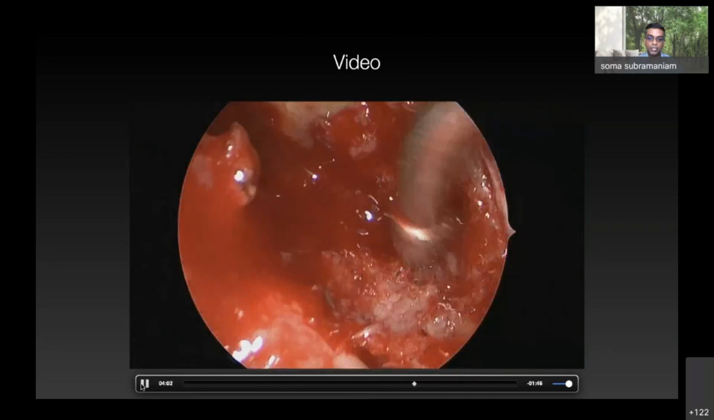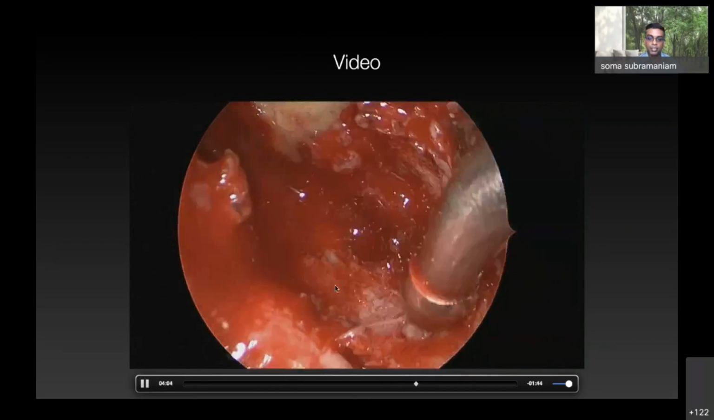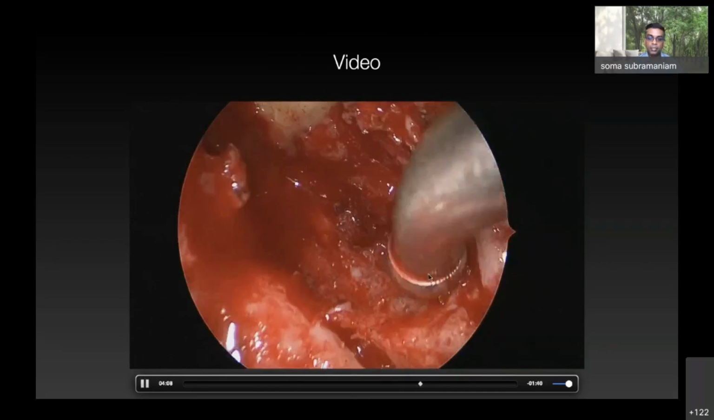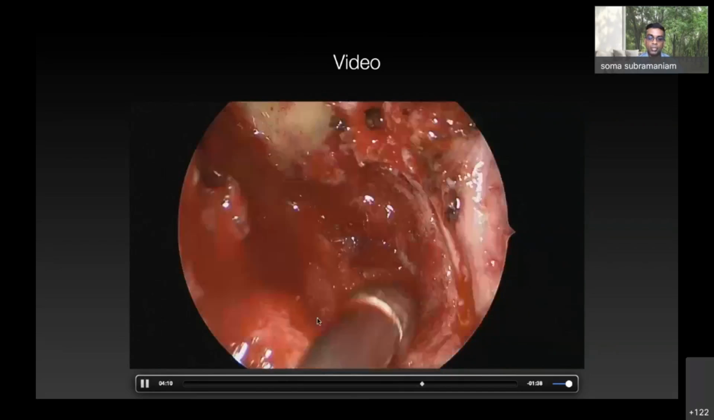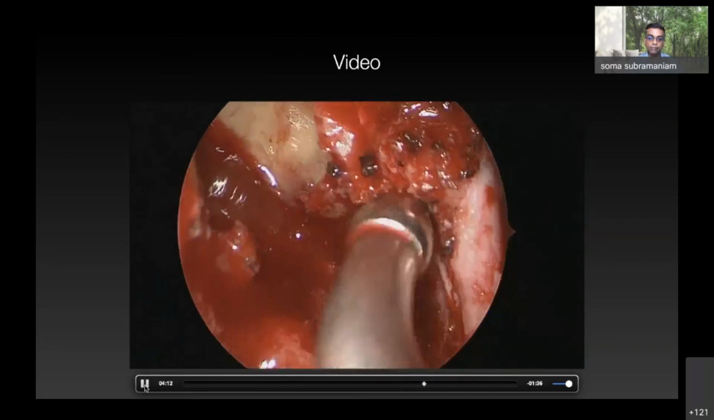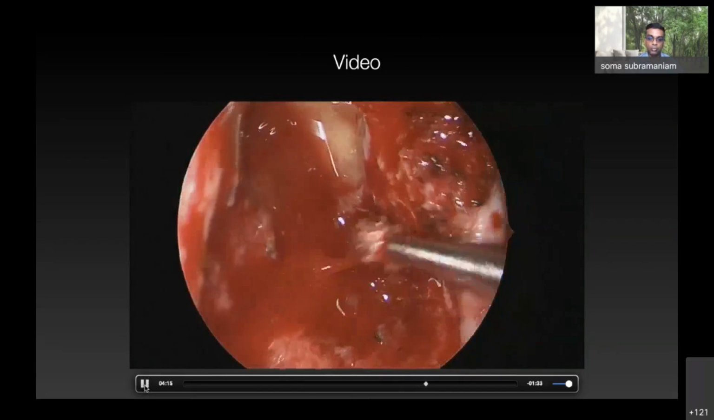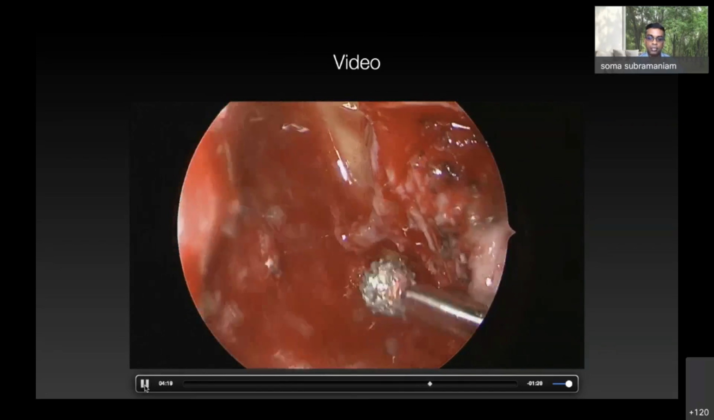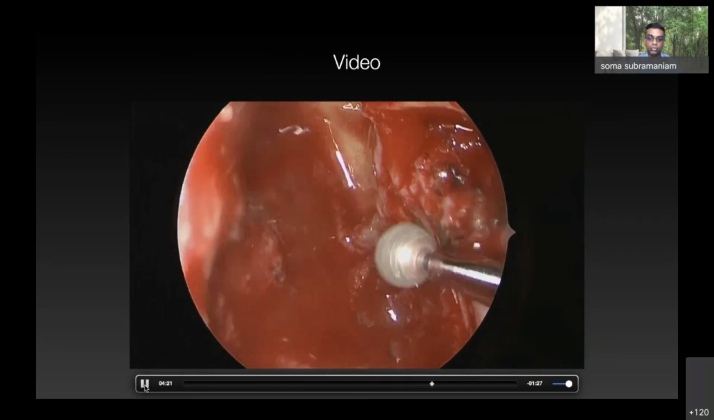And now you've got a suction in there. And this now is actually nasopharyngeal mucosa. There's no more bone left here. There's a little bit of tumor left behind here. So I'll continue to drill until all the disease has been removed. So this is drilling the remainder of the pterygoid root.